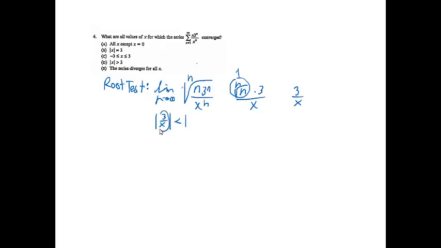If I want this number inside to be a number that's less than 1, my x is going to have to be bigger than 3. And it's going to have to be the absolute value of that x is going to have to be bigger than 3. So I jumped immediately to choice D, because all the other ones would be less than 3. If x was less than 3, this answer would not be less than 1. So that's how I chose D for that answer.